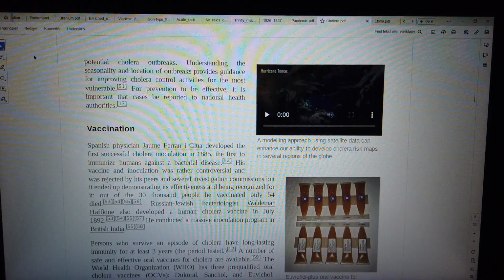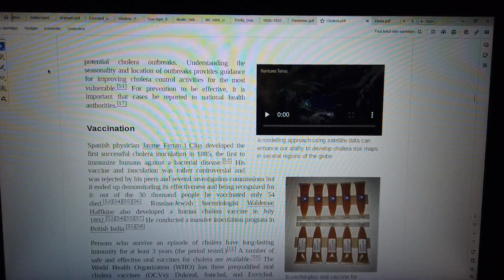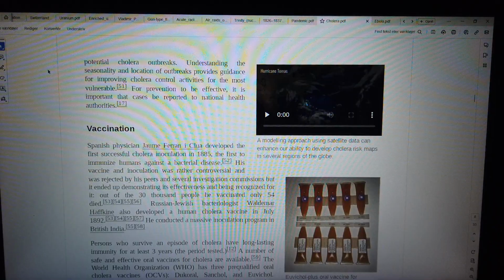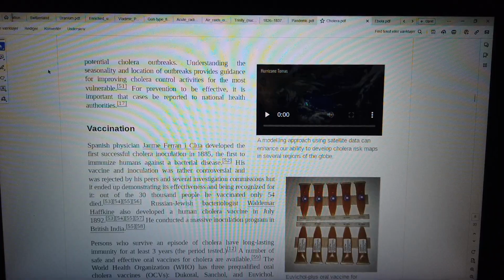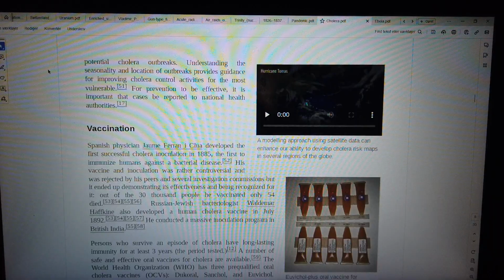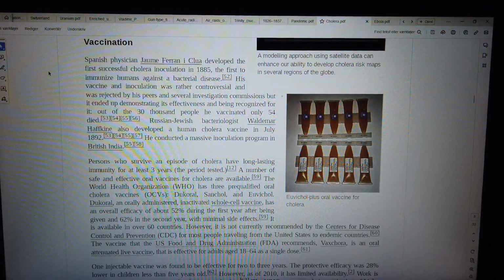Potential cholera outbreaks. Understanding the seasonality and location of outbreaks provides guidance for improving cholera control activities for the most vulnerable. For prevention to be effective, it is important that cases be reported to national health authorities. Vaccination. Euvichol-Plus oral vaccine for cholera.